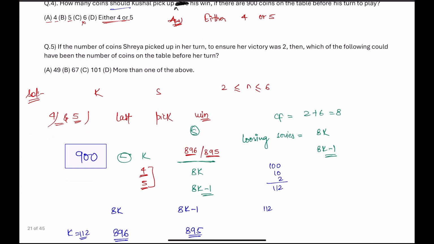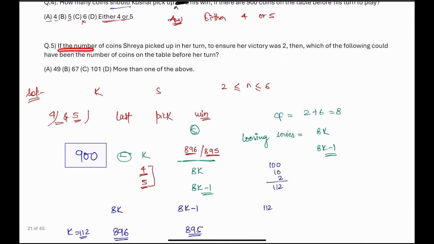Moving to the next question. If the number of coins Shreya picked up in her turn to ensure her victory was 2, so Shreya in her turn picked 2, and she also ensured that she is going to win.